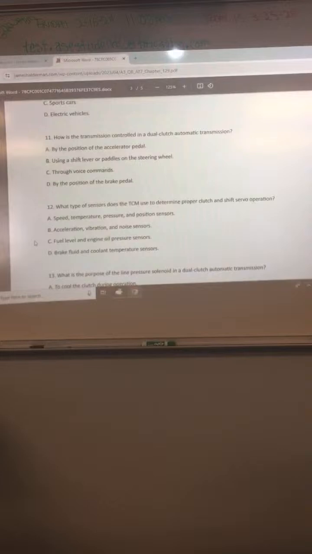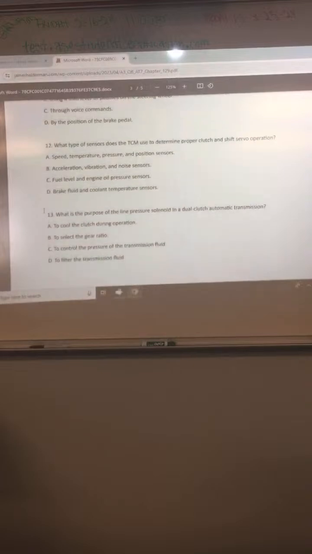Okay, 11. How is the transmission controlled in a dual clutch automatic transmission? B. I'm going with B. What do you think, mister got all of them right on the first page? B, yeah, okay. Two lever paddles on the steering wheel.